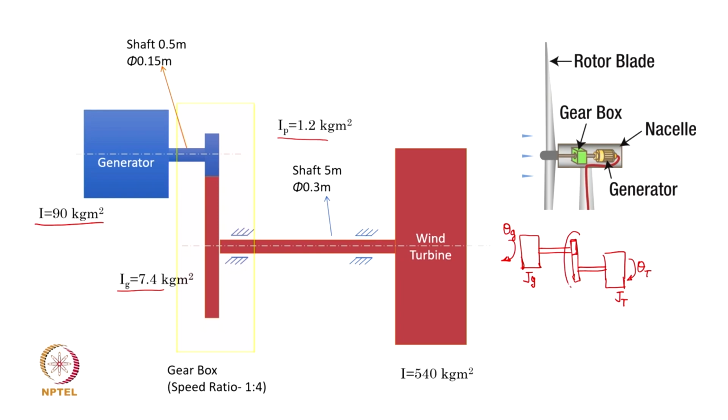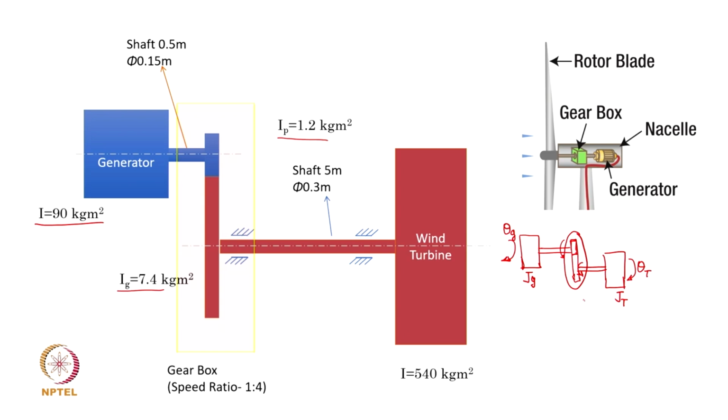The question now is, how do I take care of the gear pair? Now, obviously you all know that there would be a sudden step change in the angle of twist at this point and the angle of twist at this point because of the gear ratio. Okay. The speed of rotation of the generator is going to be 4 times that of the turbine.